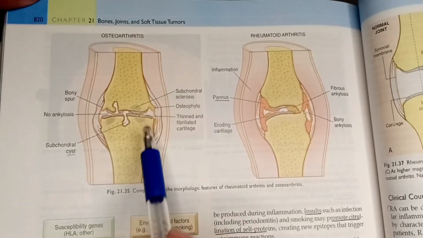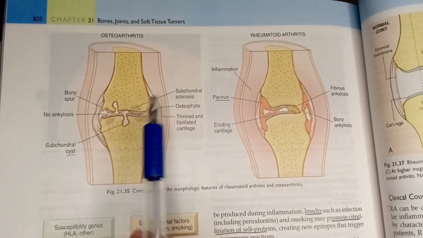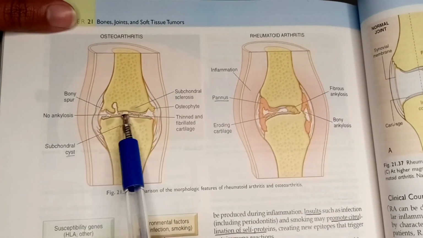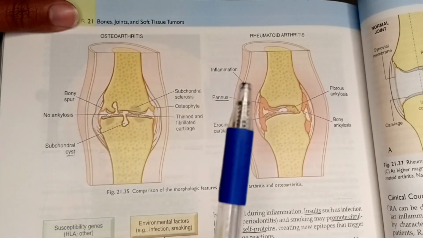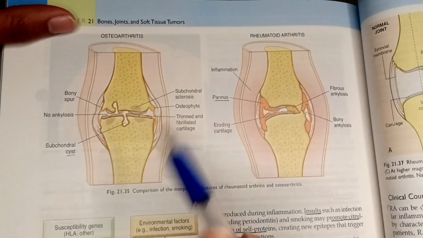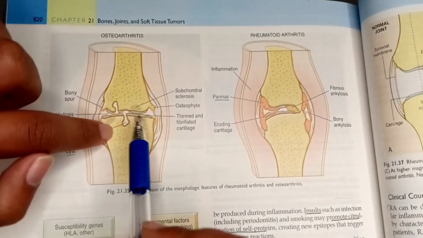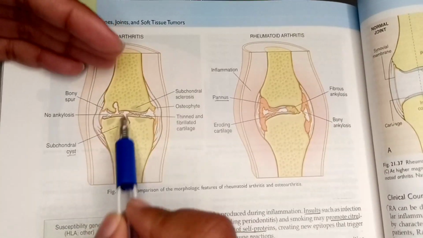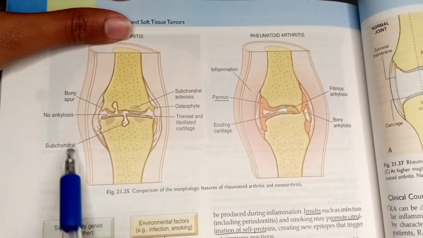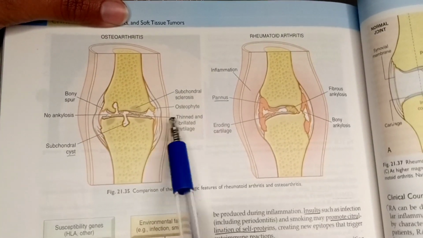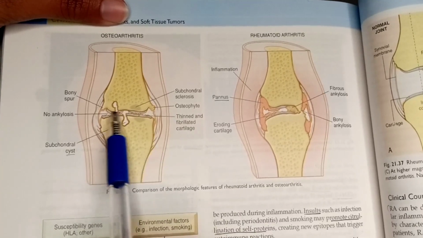Okay, and then we can also see the osteophytes, which are the bony processes or bony spurs or bony spikes. And what you can see here is that there's a destruction, or you can say small fragments, in the subchondral bone, and that's what forced the synovial fluid into that pit, and this would form the subchondral cyst. All right, then we can also see some thinned and fibrillated cartilage here.